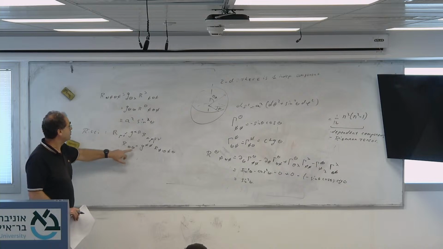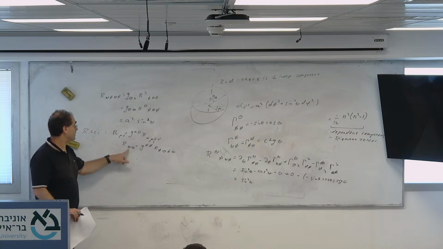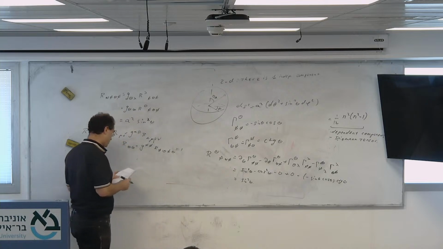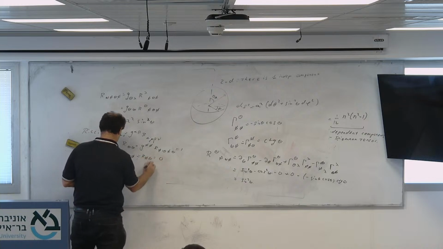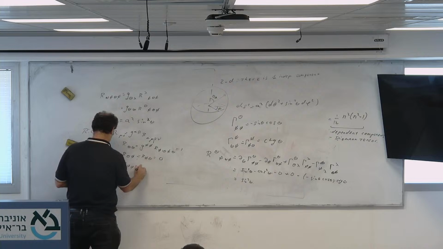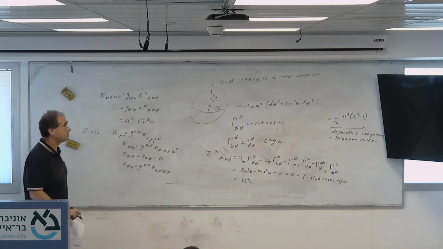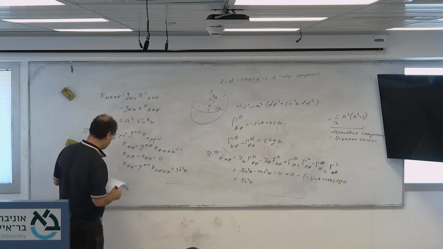Yeah? What is g phi phi? A squared sine theta squared. One over. So what do I get? R theta theta is 1. R theta phi is R phi theta is 0. R phi phi is g theta theta R theta phi. What is that? Yeah, that's a sine squared. And the Ricci scalar.